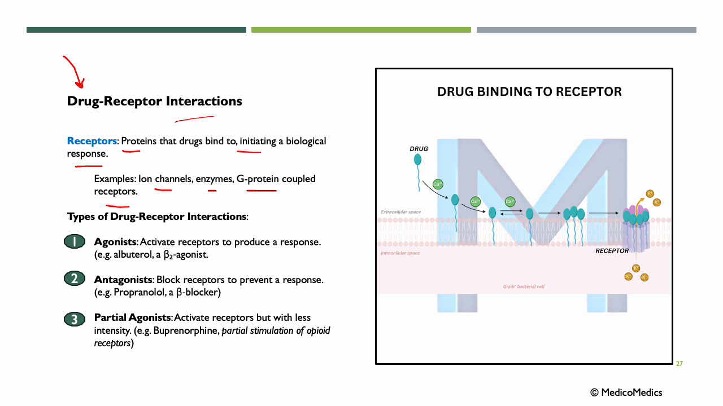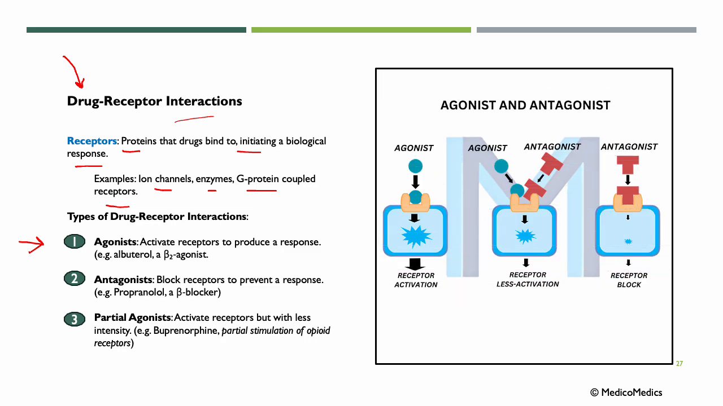Now, drugs can act in different ways. So we have, for example, agonists. These bind and fully activate the receptor, producing a physiological response. An example is albuterol, a beta-2 agonist. And what it does is it stimulates bronchial receptors to open airways. And we use it in treating asthma, for example. So agonists activate receptors to produce a full response.